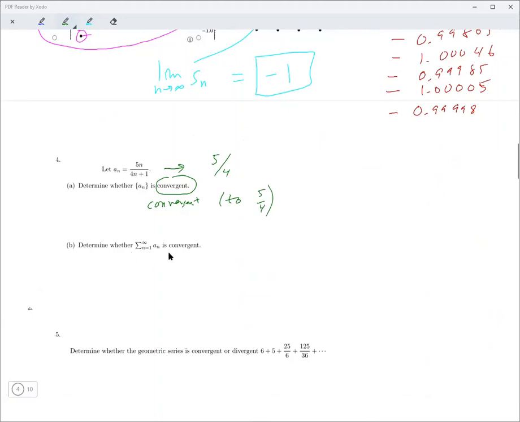Now, they're asking whether the series converges, and in this case it's going to be divergent, because if you just kept on adding 5/4 up forever and ever, it goes to infinity. It diverges to infinity. You're not really adding 5/4 up, but eventually you're getting numbers really close to 5/4 and just adding them up. It's infinite terms, and it's going to go on forever.